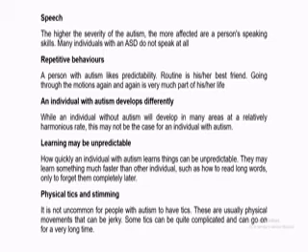Learning may be unpredictable. How quickly an individual with autism learns things can be unpredictable. They may learn something much faster than other individuals, such as how to read long words, only to forget them completely later. Physical tics and stimming. It is not uncommon for people with autism to have tics. These are usually physical movements that can be jerky. Some tics can be quite complicated and can go on for a very long time.